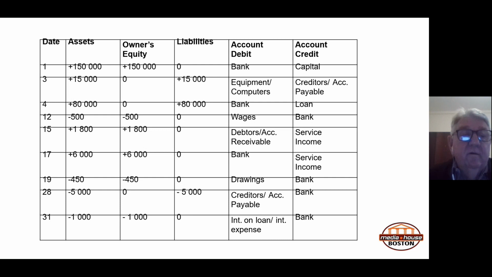Let's look there. There's our increase in accounts receivable, or assets, of 1,800 and our sales of 1,800. Okay. As you make sales, economic benefit flows in, and that falls under owner's equity, so that increases there. So we're going to debit our debtors or accounts receivable, and we're going to credit our service or fee income.